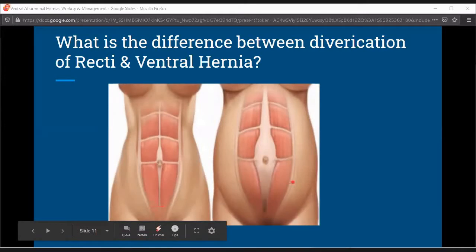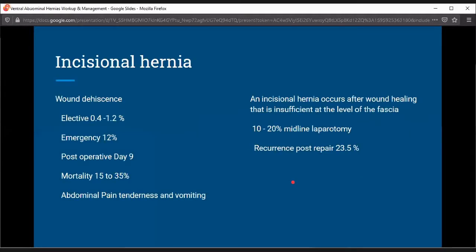Okay. So now we are going to go forward, and we are going to do something else. There are certain special types of hernias, called incisional hernias. Incisional hernias usually occur after surgery. About 1.2% of patients, if there are 100 patients, will develop a hernia in elective surgery, and the chances of developing a hernia in emergency surgery are 12%. They usually appear on the 9th post-op day, and mortality from these hernias is 15 to 35%. So it's a very serious condition, especially in emergency surgery.